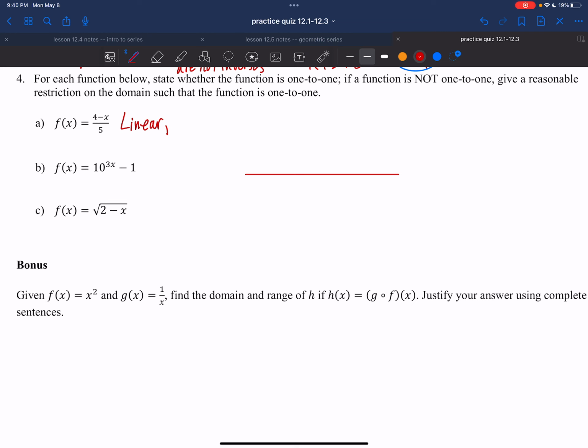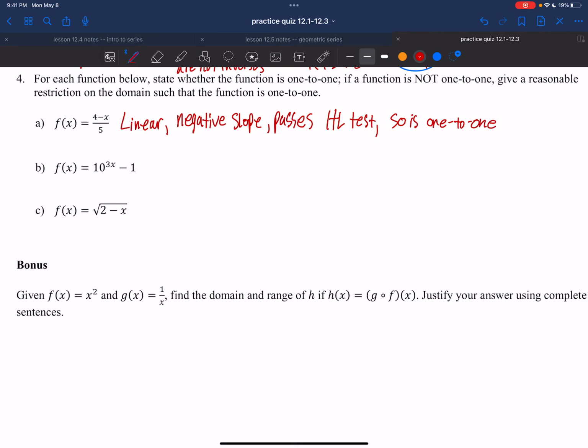So not necessarily true that all linears, but I'll say this. Negative slope passes, I'm going to say horizontal line test, so is 1-to-1. Maybe be careful there, right? Because look, you could make y equals 2. That's a linear function, and that by definition is not 1-to-1. So, careful there.